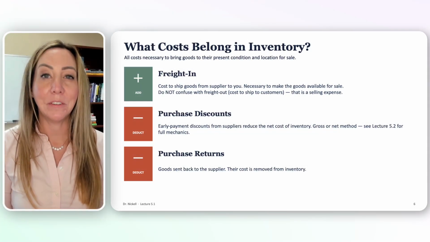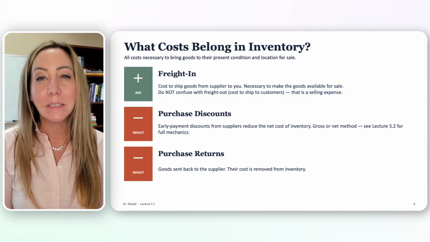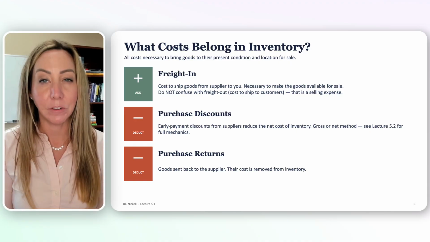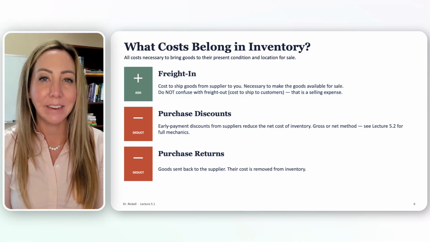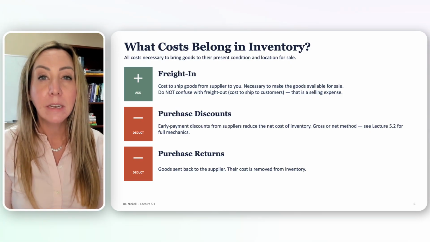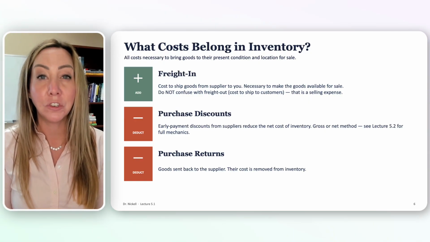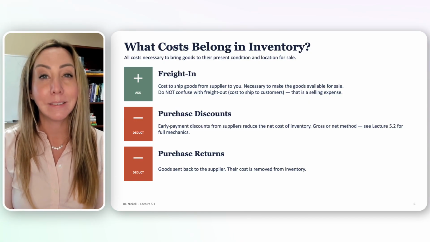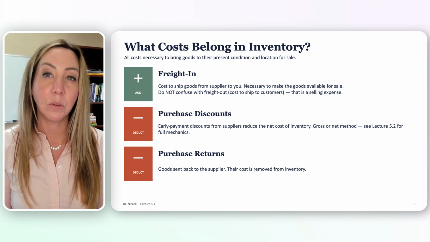Now, let's talk about the dollar amount, because our journal entry isn't going to be for units of inventory. It's going to be for how much we paid for the inventory. The rule: inventory cost includes all costs necessary to acquire the goods and get them ready for sale. Freight in, the cost to ship goods from the supplier to you, is added to inventory cost. It's a necessary cost to make the goods available for sale. Don't confuse it with freight out, which is the cost to ship our goods to our customers. That's a selling expense.